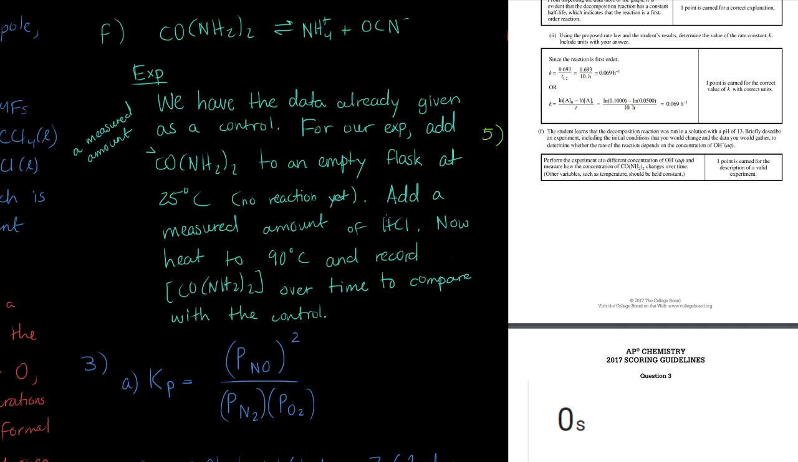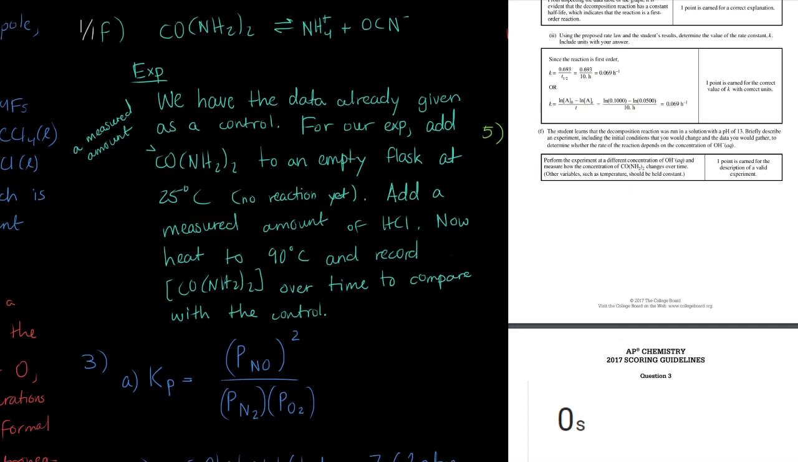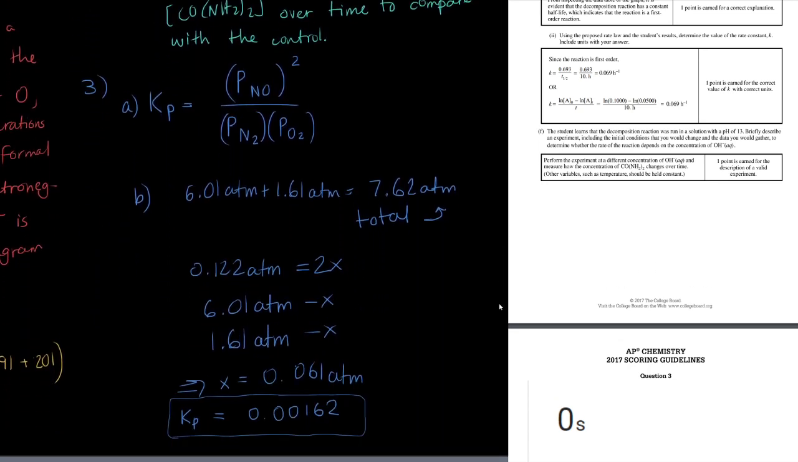So they're saying just vary the concentration of OH minus and measure the concentration of this. I mean, yes, we get the point. We gave also way more detail. We gave an actual experiment you could do instead of just theoretically. Other variables such as temperature should be held constant. Constant, yes, but we do need to be at 90 degrees in order to have that control. So I think we're still getting it there.